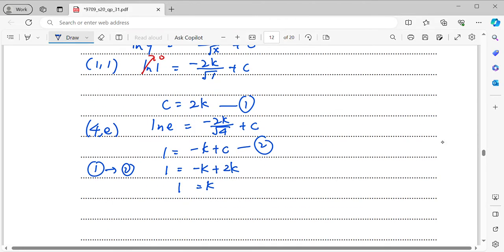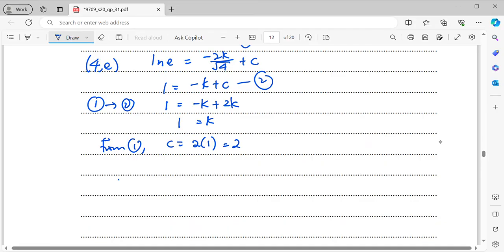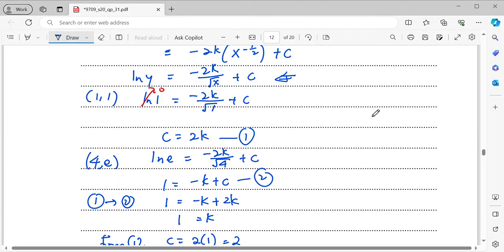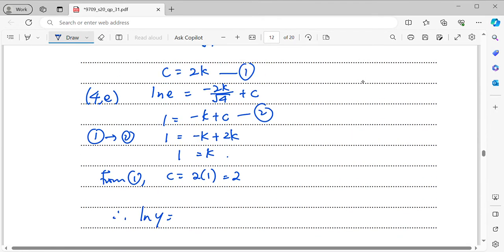From the first equation, c is 2k, which is 2 times 1, which is 2. So at last, I substitute back into this expression. You will get ln y equals negative 2k over square root x plus c. Your k is 1, so it's negative 2 over square root x plus 2.